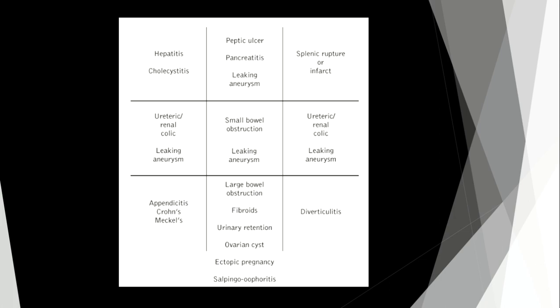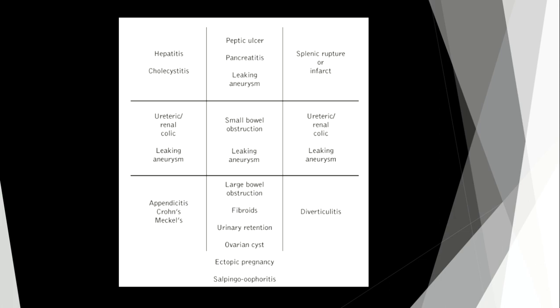In the umbilical region, it can be small bowel obstruction or incarcerated hernia. In the left lumbar region, ureteric or renal colic. In the right hypogastrium, we have appendicitis, Crohn's disease, Meckel's diverticulum as the most common reasons.